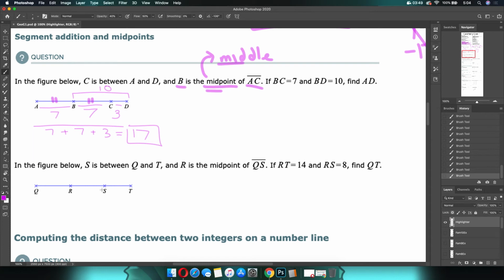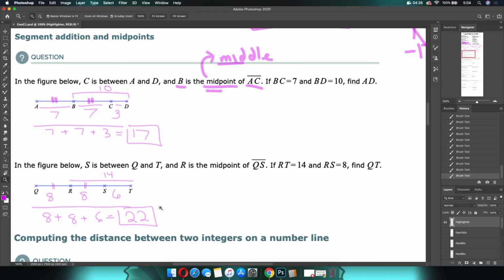Next up, what do they tell us? Let's see here. R is the midpoint of QS. So midpoint and midpoint. The tick marks label that they are the same. We are told RT is 14 and RS is 8. Since this is 8, this is 8. Since this is 14 and that's 8, 14 minus 8, this is going to be 6. I have all my smalls. What am I looking for? QT. QT is going to be 8 plus 8 plus 6, which is 22, and that will be my answer.